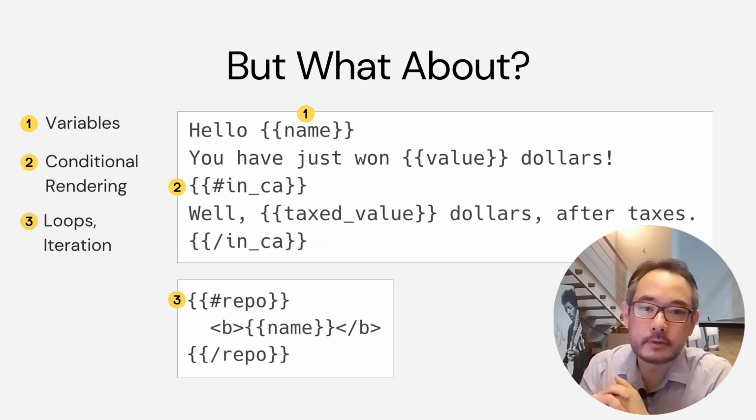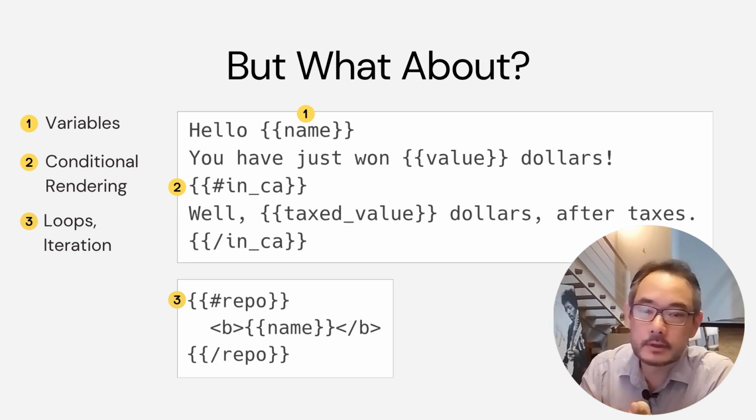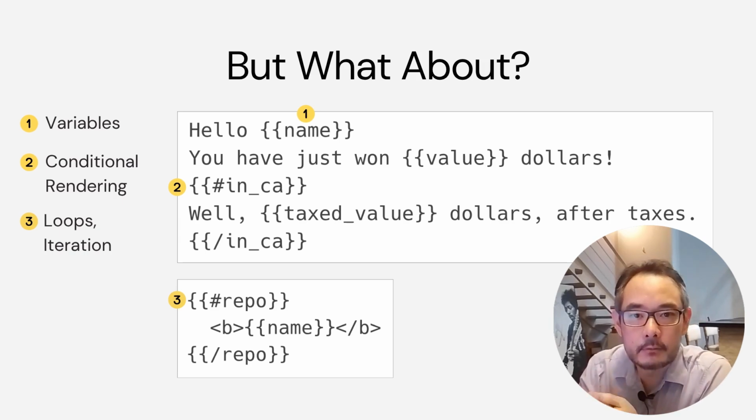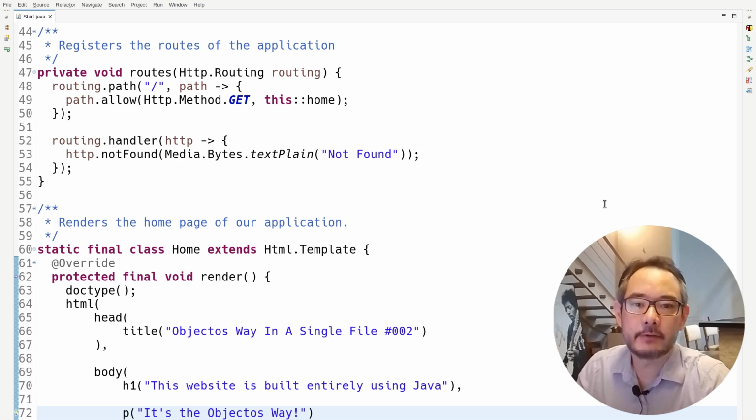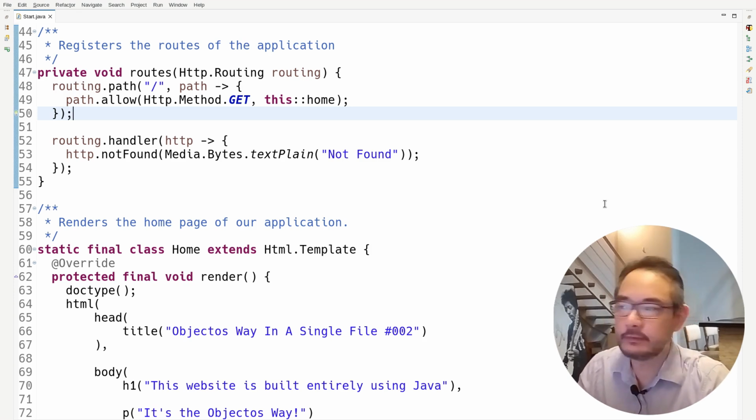At the end of episode number 2, I left you with this image. Anyways, the question was, how can I do the same thing using Objectos Way? I have here the current iteration of our Objectos Way application. I already did some organizing and refactoring.